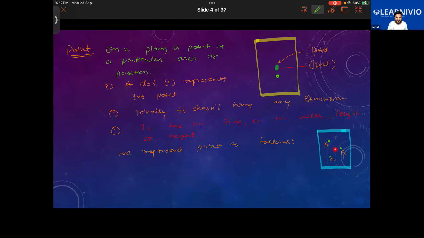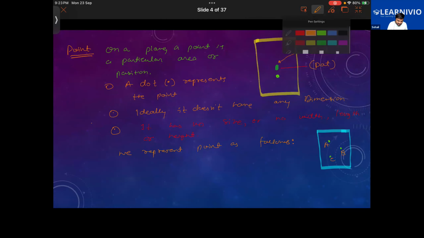Let's say there are three different points on a given sheet of paper. We can name them with the help of any alphabetical letters, whatever you wish. But all of them have unique locations, so they are different points at different positions. They can't be named with the same letter. You can't name this as point A and this one also as point A. They need to have different names. Otherwise, if this were also point A and I asked you, tell me where is point A, you wouldn't be able to tell me exactly where it is. So they have separate, unique names.